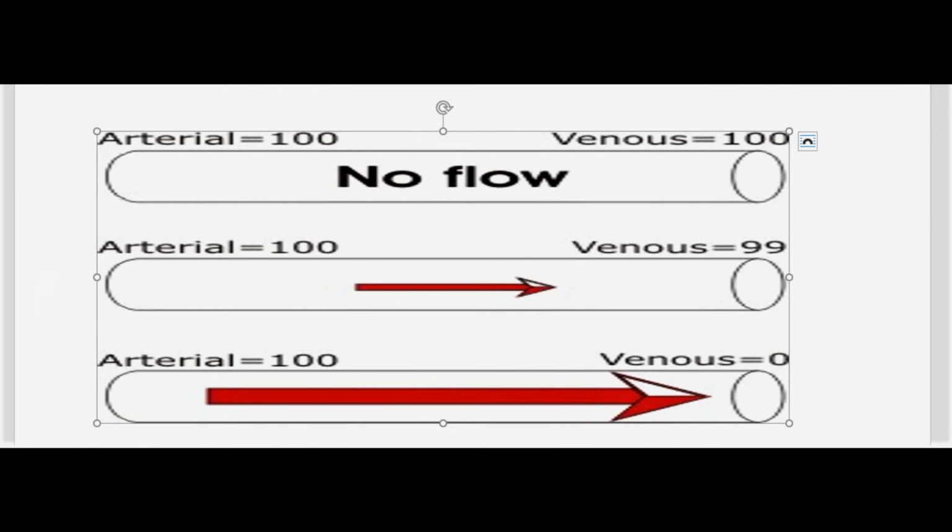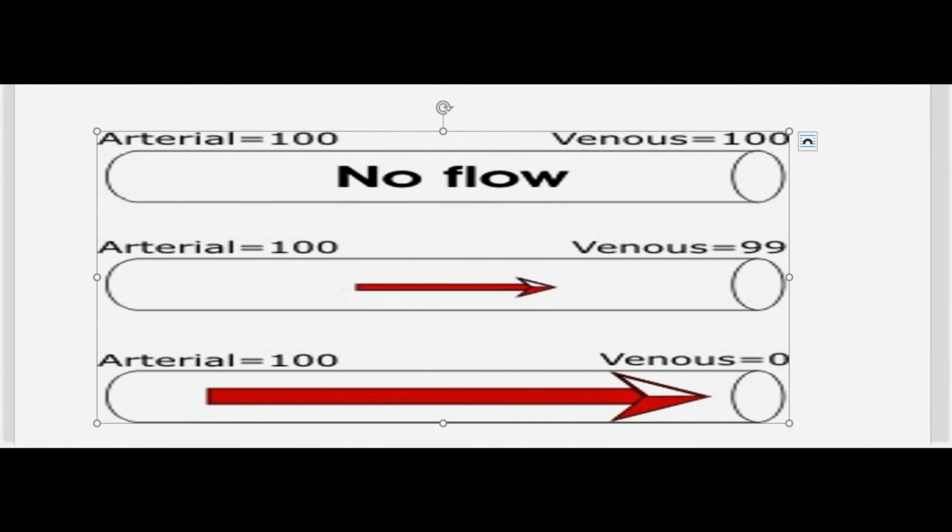Now you should understand this, that when arterial flow becomes equal to the venous flow, there is not going to be any flow, because we have said already that pressure must be different for flow to be possible. So when pressure at the arterial end and pressure at the venous end is the same, there is not going to be flow. Pressure gradient must be created for flow to be possible.